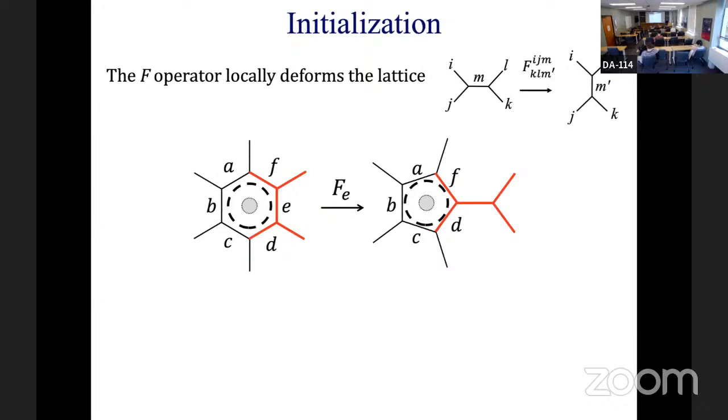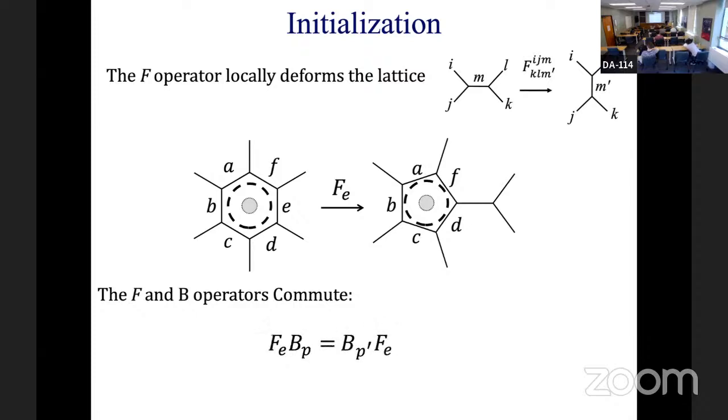Now, I'm omitting the reference here, but this is work from the early 2000s, I think, from Robert Koenig and others. They showed this interesting property: the change of basis operator F and the plaquette charge operator B actually commute with each other in the following sense. If I apply a BP operator here and measure the charge content of this plaquette, and then apply an F to end up here, the result is the same as first applying the F, going into this smaller plaquette, and then measuring the charge.